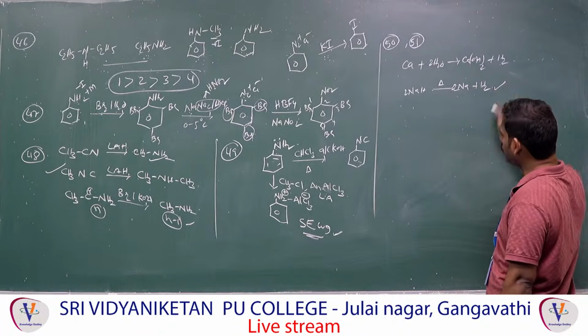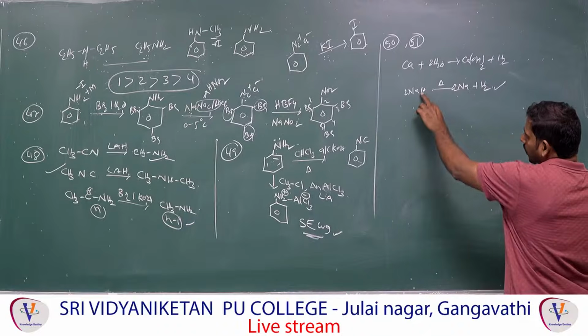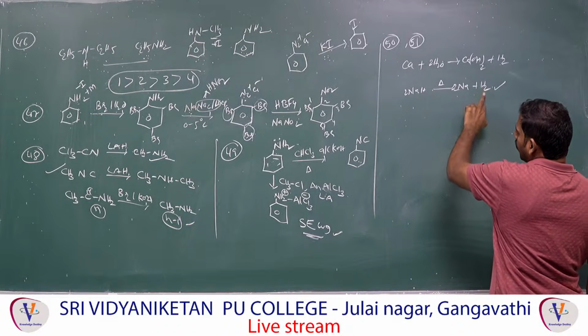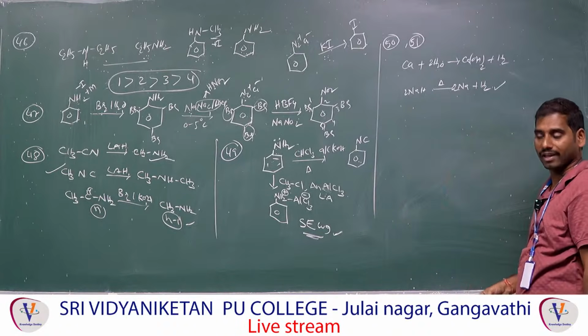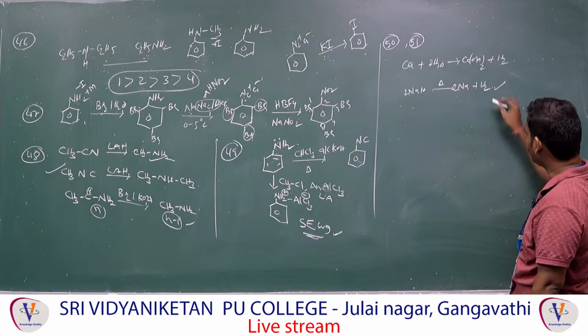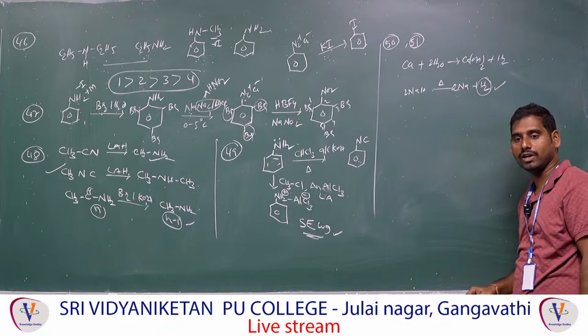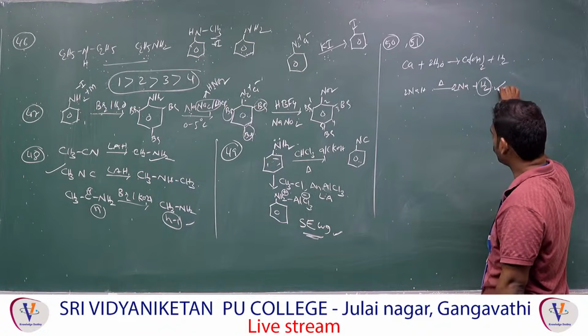This is called a decomposition reaction. One compound breaks down into 2 or more components. In this, one of the components must be in the elemental state. This is the elemental state. One of the components must be in the elemental state, that is called decomposition.